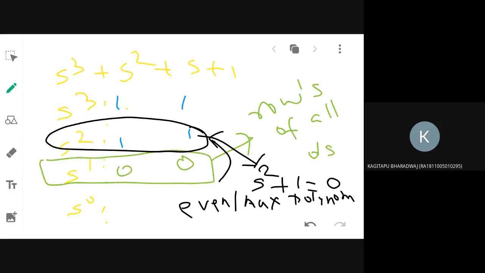Okay, this means rows of all 0. The thing that you need to do is check out the even or auxiliary polynomial. So how will you check out the even or auxiliary polynomial? See the immediate before row. Then you have to construct the equation using its coefficients. So what are the coefficients that you are having and what is the order of that equation?